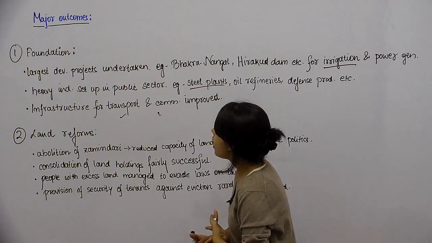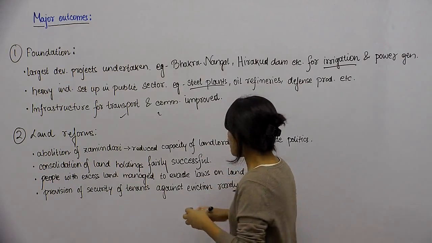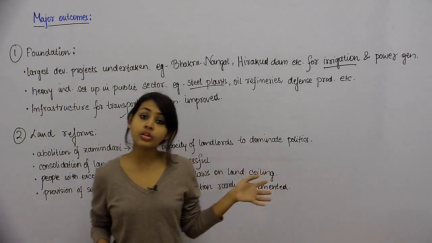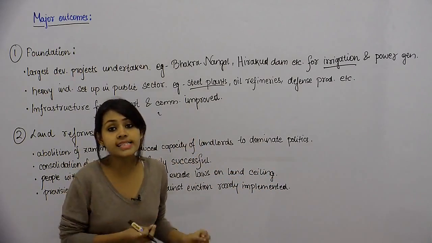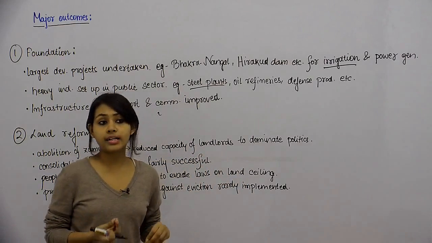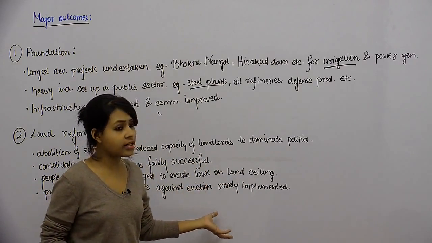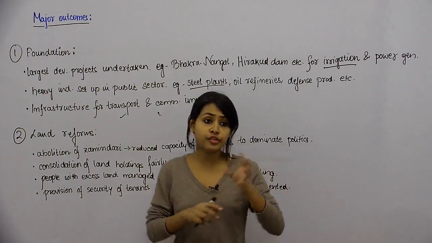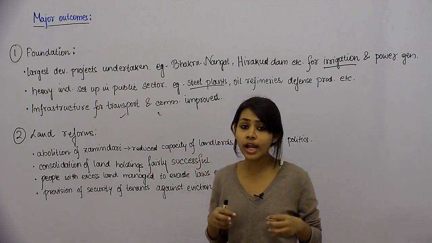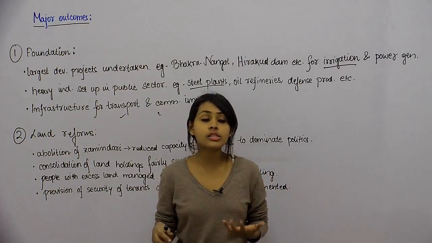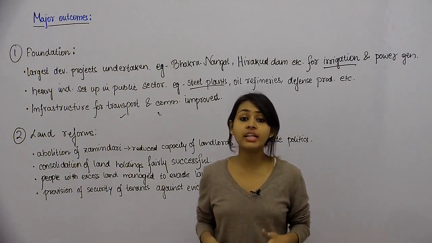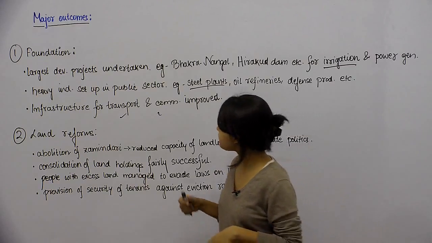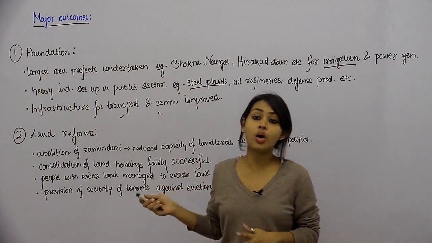The fourth policy about provision of security of tenants against eviction, this was also rarely implemented. Even though tenants had the security, the landowners kind of made it impossible to translate this law into practice on real grounds. So that is why the fourth policy was also not very successful. The first two policies actually helped to bring about land reforms, but not the later two, because the landlords and the landowning classes actually made it very difficult to implement these policies at the local level and in practice. So these are the first two major outcomes of the planning process.